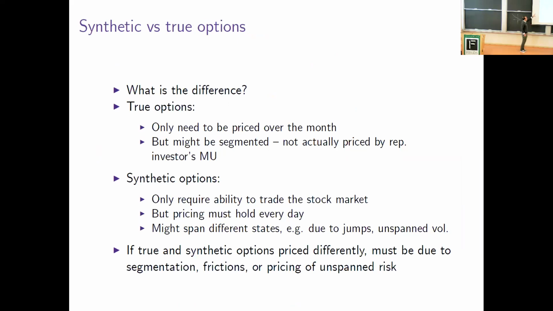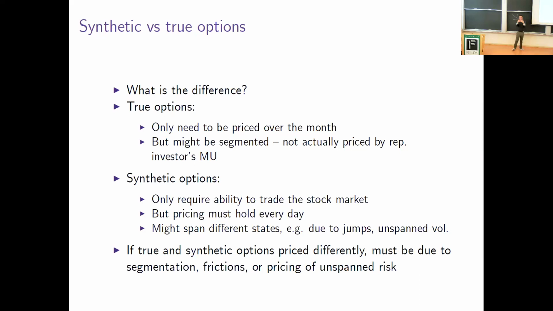So the assumption that we need, for the true options, is that we only need to assume that they're priced over the course of the month. And then all that orthogonality stuff will not be an issue for the true options, because their return is a function only of the cumulative return on the market over the course of the month, right? Because there's nothing happening day by day. If I know the return over the month, that is a sufficient statistic for the return on the option. The concern with options is they might be segmented.